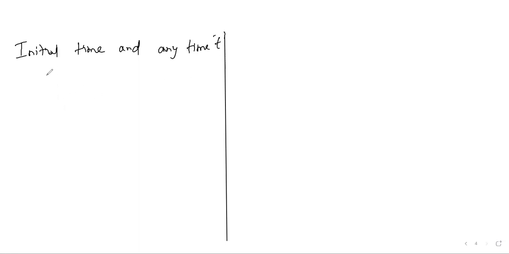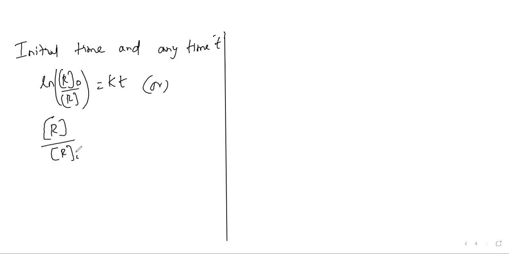If these two are known, you will be writing that ln of r naught by r equals kt. From this, you will be finding the k value. Understood? Or this can also be written as r divided by r naught equals e power minus kt. This can also be written as concentration of r equals r naught e power minus kt.